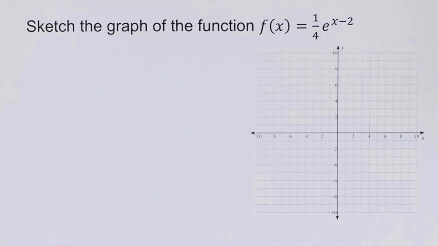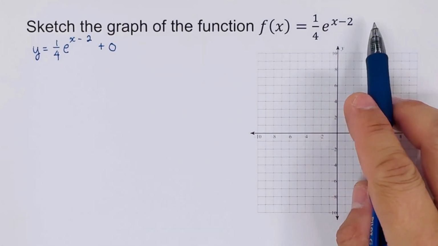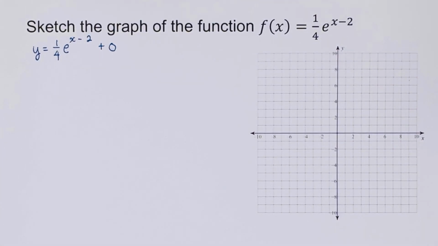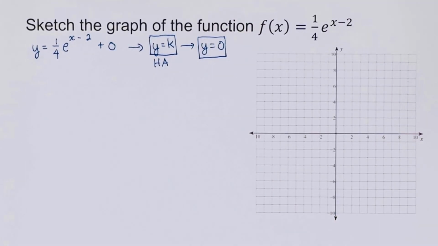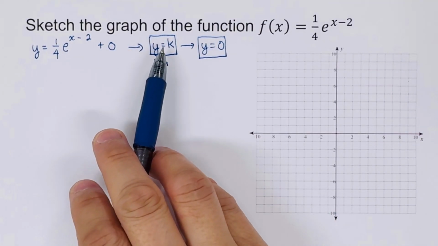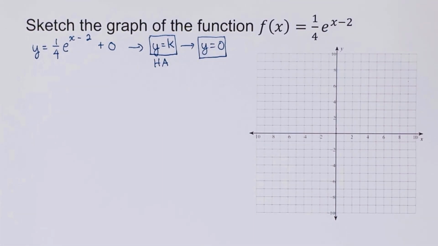If you notice, for this graph, since we don't have a value for k, we can go ahead and say that k is equal to 0. This tells us that our horizontal asymptote is y equals 0. So remember that the horizontal asymptote is represented as y equals k. Since our k is 0, our horizontal asymptote is y equals 0.